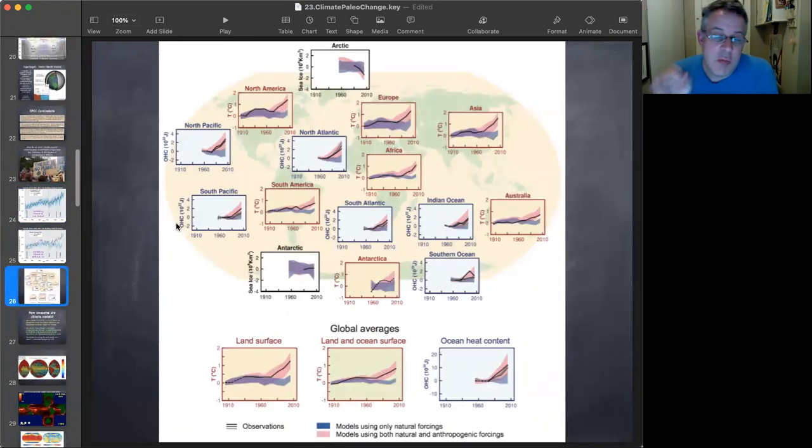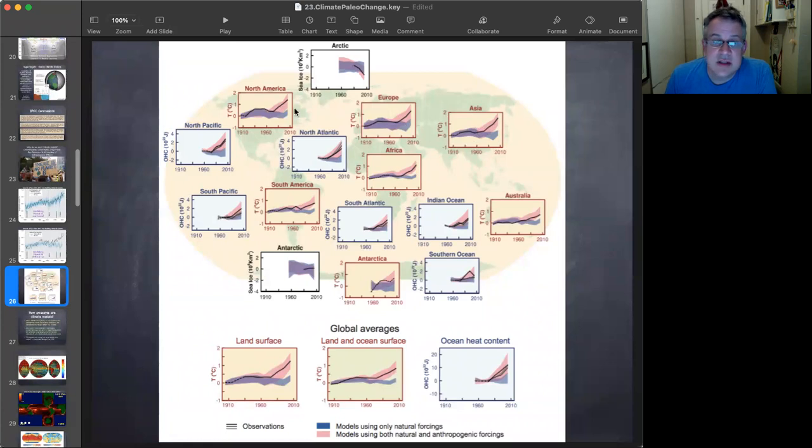In fact, you can go more detailed than this and break it down ocean by ocean, continent by continent, and this is basically the same thing, showing the observations in black, the human-induced climate model ensemble in pink, and the natural-only forcings in blue. And you can see in all of the continents, except for Antarctica, the land has separated so that you can tell that the human-induced warming is detectable. So there is a signal where there's no overlap in the error bars.